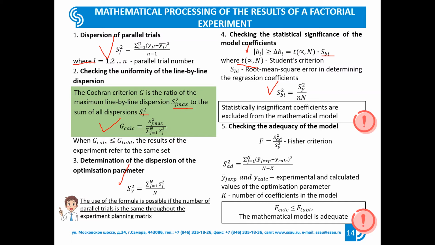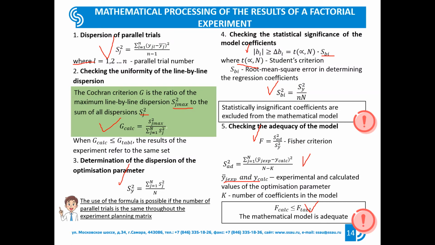In the last step, the adequacy of the mathematical model is checked using the Fisher criterion, which is the ratio of the adequacy dispersion to the reproducibility dispersion. The adequacy dispersion is determined by this formula, where these are the values of the optimization parameter in the jth trial, respectively determined experimentally and calculated from the mathematical model equation. k is the number of coefficients in the model, including the free term. The calculated Fisher criterion is then compared with the tabulated one. If the condition is fulfilled, the mathematical model is considered adequate.